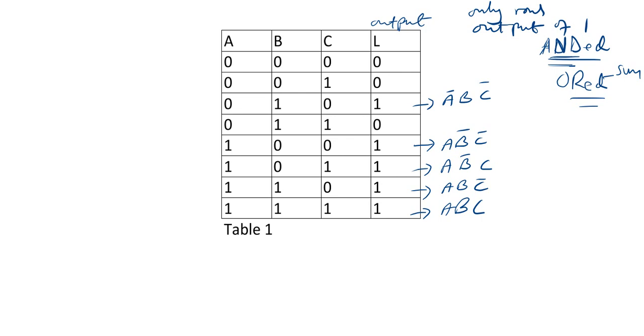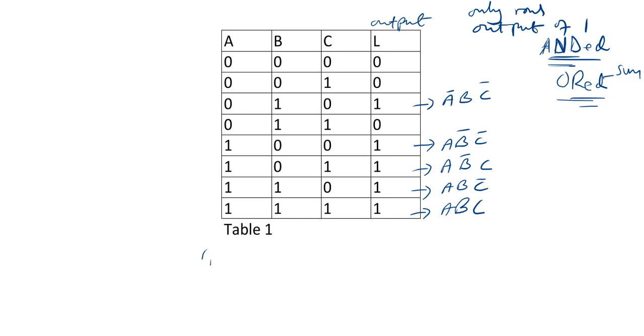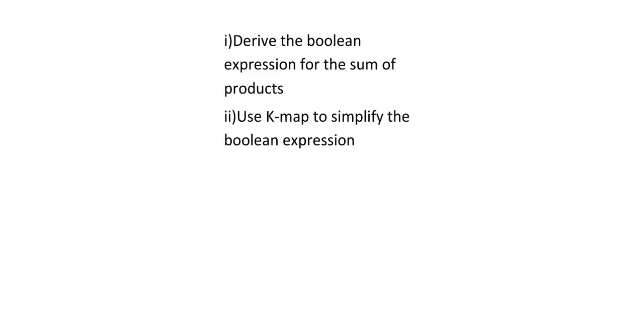Then after that, you OR them, and ORed means you sum, and when you sum, you get what we call sum of products. So in this case now, for the Roman 1, you will get an expression which is not A, B, not C, or A, not B, not C, or A, not B, C, or A, B, not C, or A and B and C. So this is the expression that we are told to derive in Roman 1.